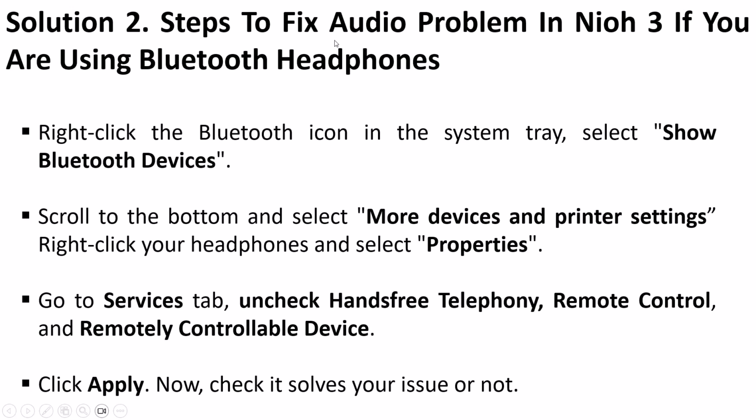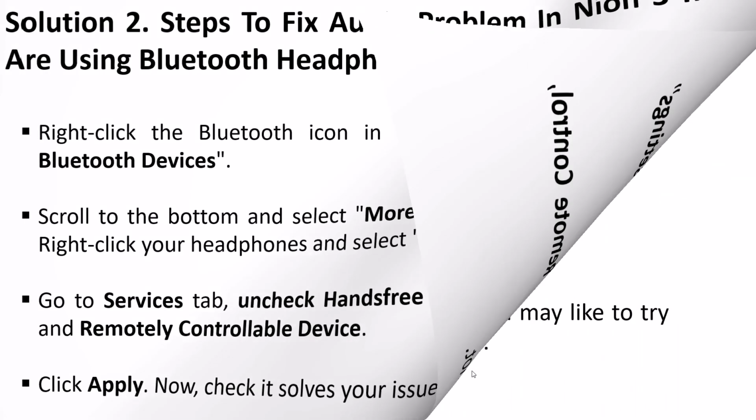Solution 2, steps to fix audio problem in Nioh 3 if you are using a Bluetooth headphone. So if you are using Bluetooth headphones, then here follow the steps. Right click the Bluetooth icon in the system tray, select Show Bluetooth devices, scroll to the bottom and select More devices and printer settings. Right click your headphones and then select Properties. Now go to the Services tab, uncheck Hands-Free Telephony, Remote Control and Remotely Controllable Device, then hit Apply and then check if your problem is solved or not.